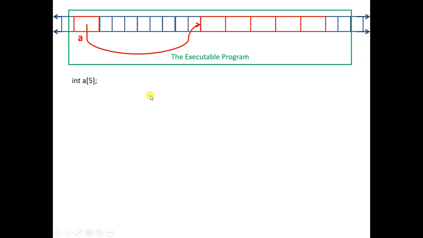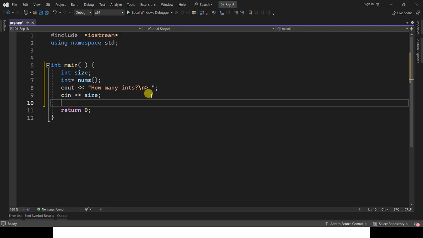Now, instead of asking the compiler to put the array inside my executable and do all these things by writing that, I'm going to say, forget about the compiler. I'm going to ask the operating system when the program is running, not at compile time. When it's running, I'm going to ask the operating system, can I have this many integers, please? So the operating system is going to give you that memory from a shared memory that all programs can use, not from your executable.